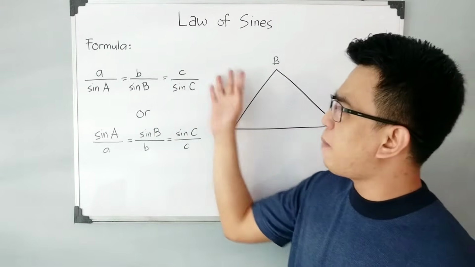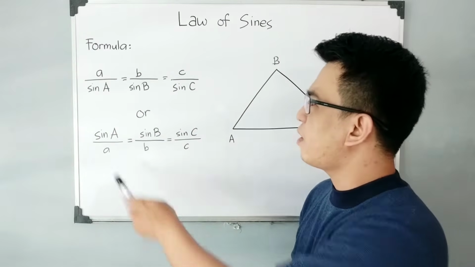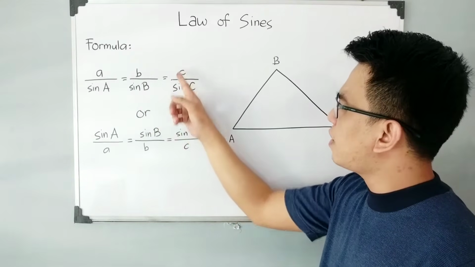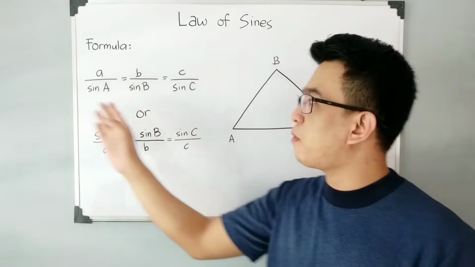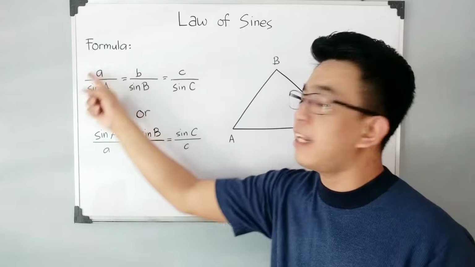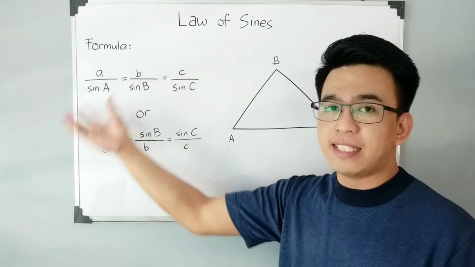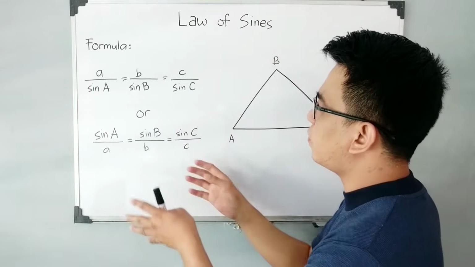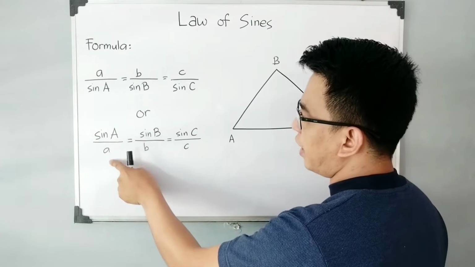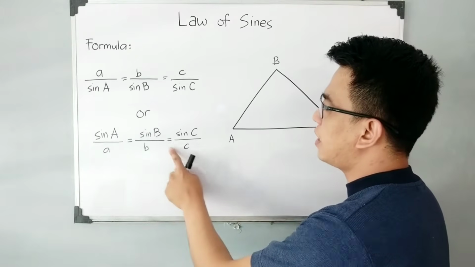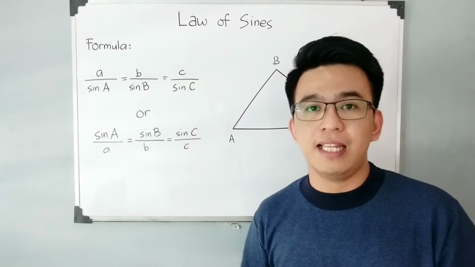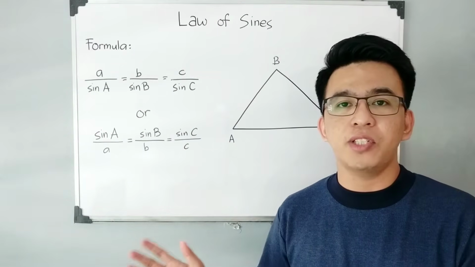Our law of sines is represented by this formula. We have a over sine A is equal to b over sine B is equal to c over sine C. These are the three proportions, the proportions or formula we use in the law of sines. This is the one I usually use, with the lower case letters on top. But another form is when you flip the ratios, it will give you sine A over a is equal to sine B over b is equal to sine C over c. Don't worry, guys. These two sets are the same. It doesn't matter which one you use.